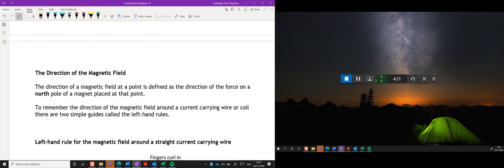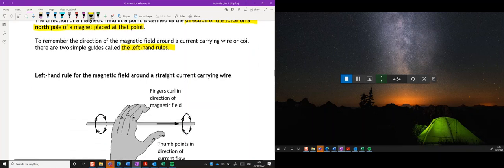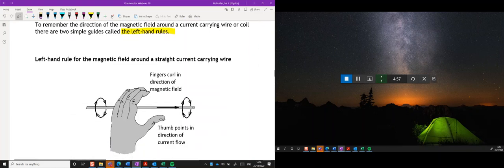So, how do we figure out which way the magnetic field goes? The direction of the field at a point is defined as the direction of the force on the north pole of a magnet placed at that point. To remember the direction of the magnetic field around current carrying wires, there are two simple guides called the left-hand rules, and we're just going to have a look at how these work.